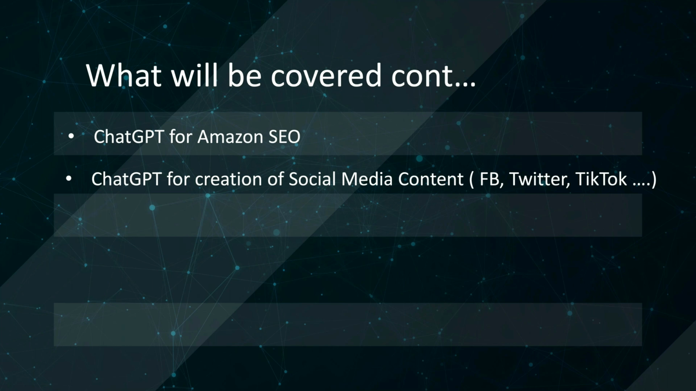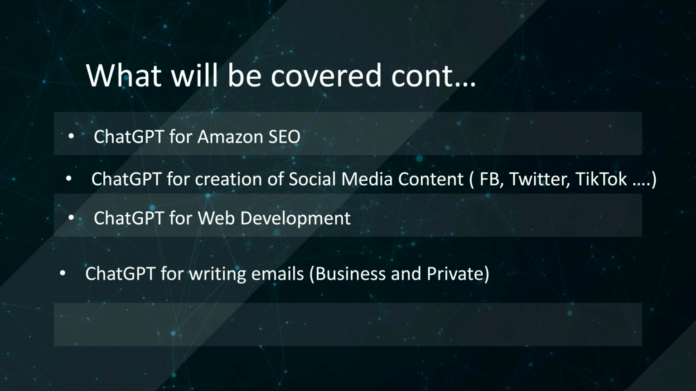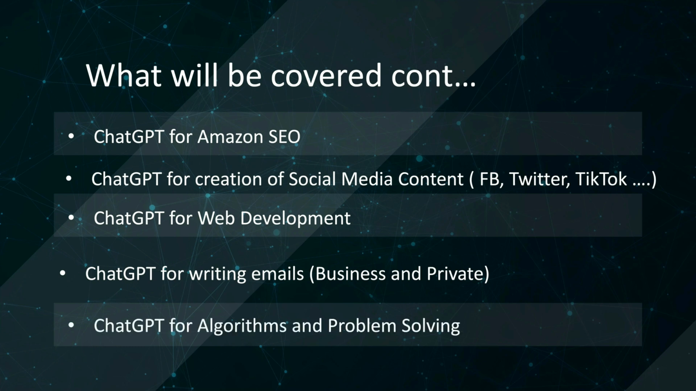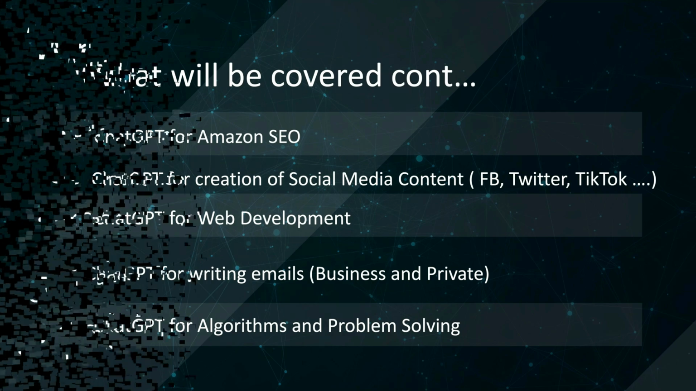We can use ChatGPT to create content for our social media platforms very fast, in a couple of seconds. We're going to use ChatGPT for web development. You will see how we can create a website using ChatGPT and how we can make that website dynamic. Now, ChatGPT is also very good for writing emails, which can be classified into personal or private and business. We can use ChatGPT for problem solving and therefore algorithms.